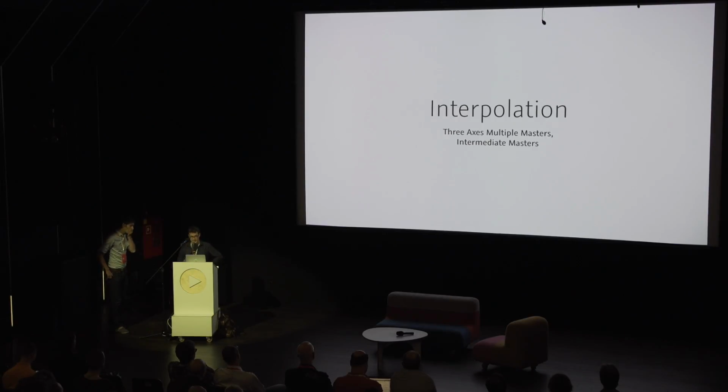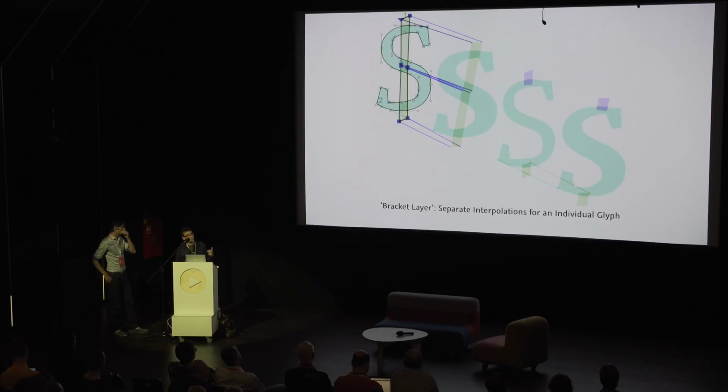Interpolation, big thing. Glyphs 2 supports 3-axis interpolation, so not only weight and width, but any third axis you can imagine. We can have multiple separate interpolations inside a single glyph. We call this the bracket trick, or the bracket layers. And you see here there are 2 separate interpolations in the $ sign. So maybe for the bolder weights, you want to have the separate stroke, and for the lighter weights, you want to have the continuous stroke that goes through the $ sign.